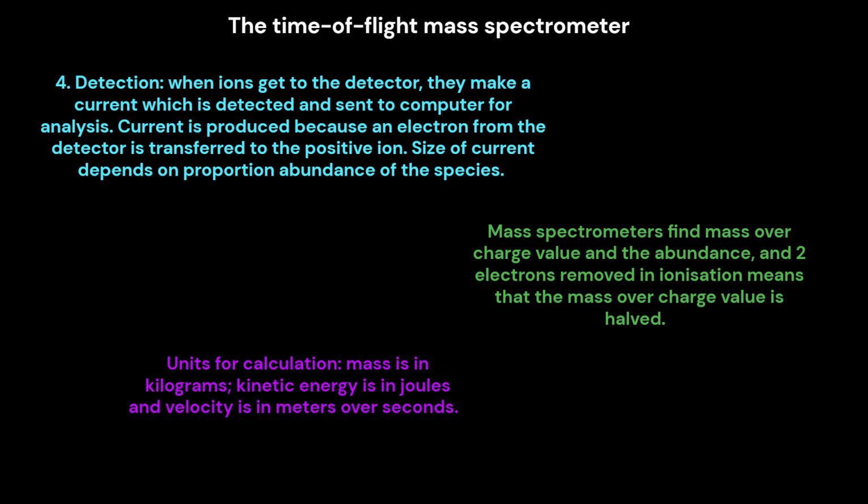4. Detection. When ions get to the detector, they make a current which is detected and sent to a computer for analysis. Current is produced because an electron from the detector is transferred to the positive ion. Size of current depends on the proportional abundance of the species. Mass spectrometers find mass over charge value and the abundance. And 2 electrons removed in ionization means that the mass over charge value is halved.